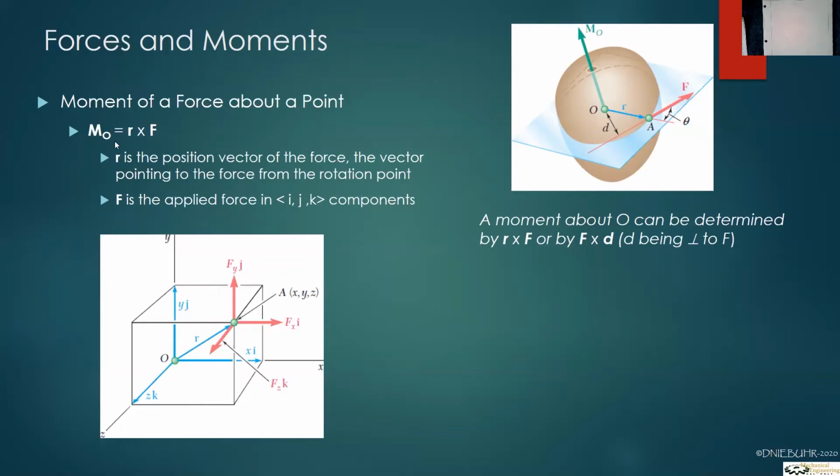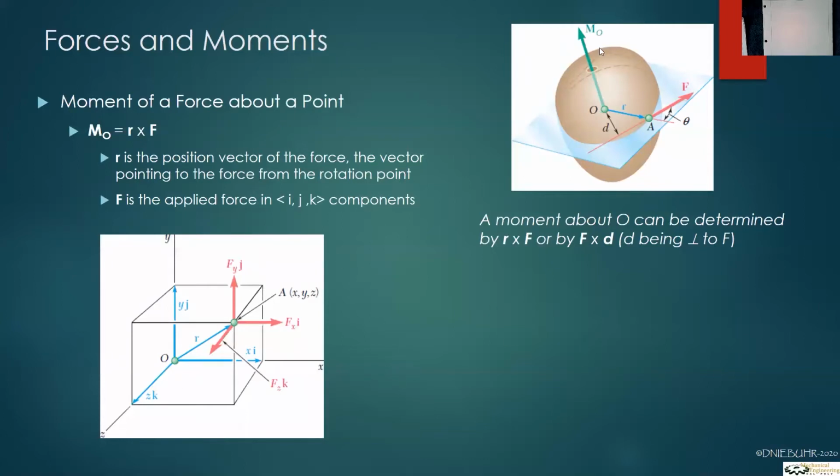And you do R cross F using the cross product I showed earlier, and that will give you the moment about the point. This can sometimes be hard to visualize in 3 dimensions when you have a point and a 3-dimensional vector, but you have to kind of take it on faith that it works.